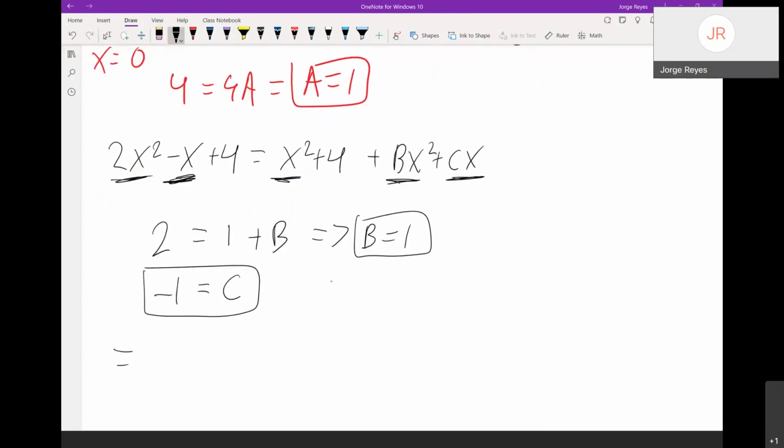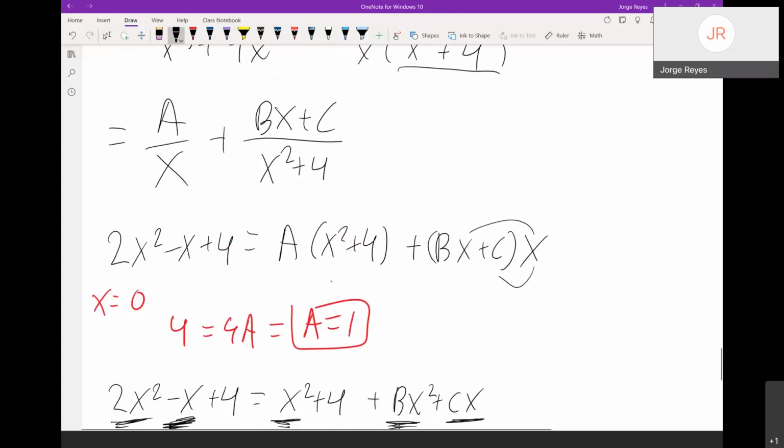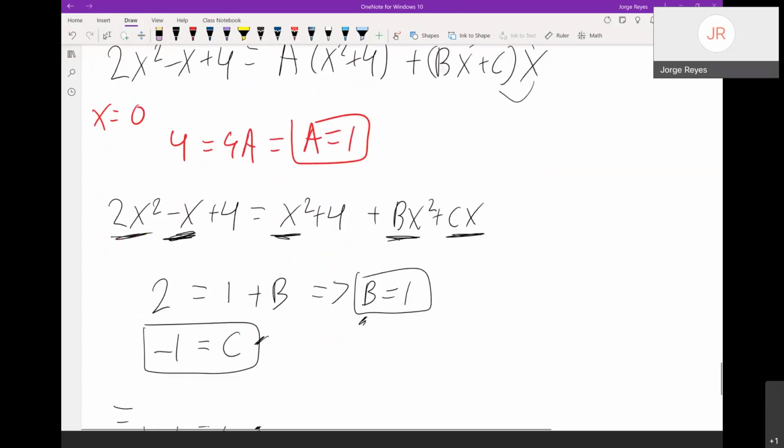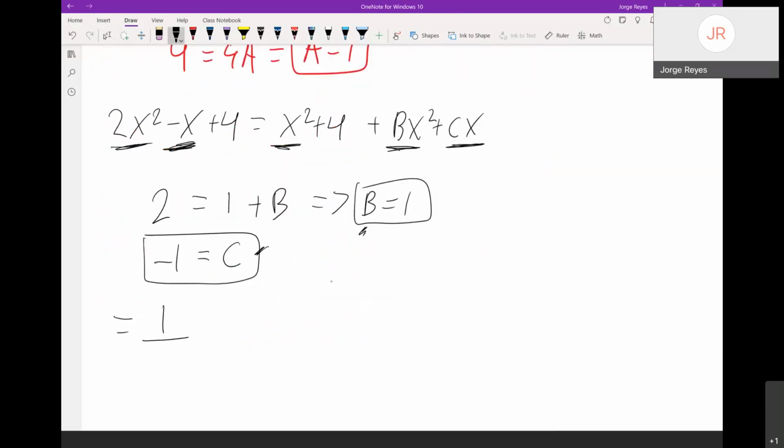So, again, remember which one's b and c also, okay? Because the order matters. One is a coefficient on x and one is a coefficient by itself. So the answer is going to be 1 over x plus x minus 1 over x squared plus 4, okay?